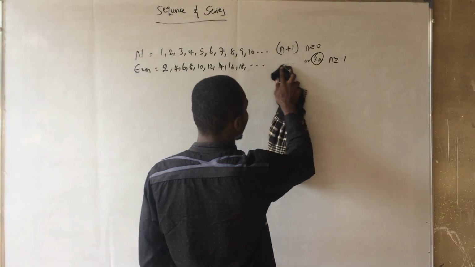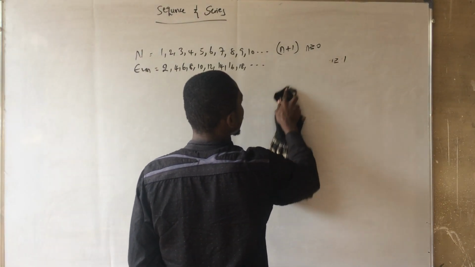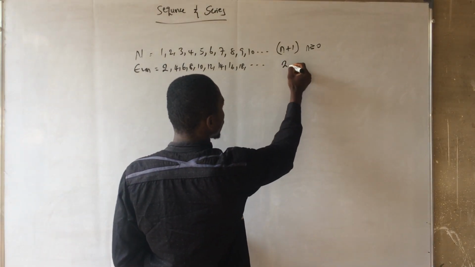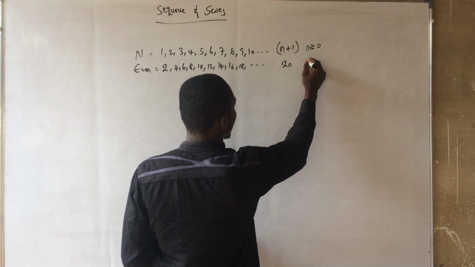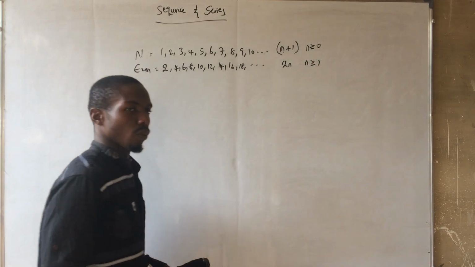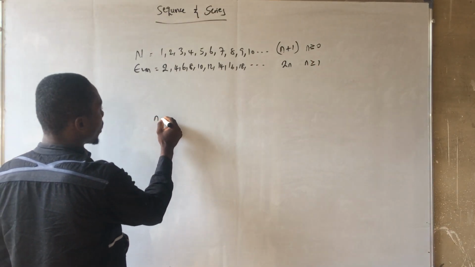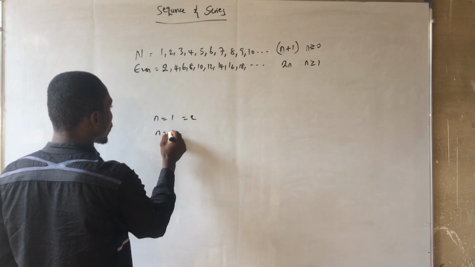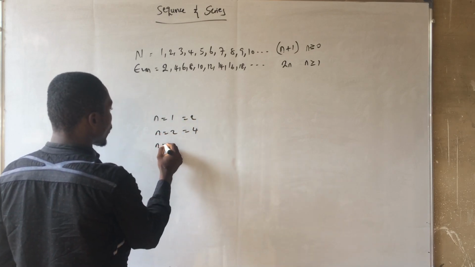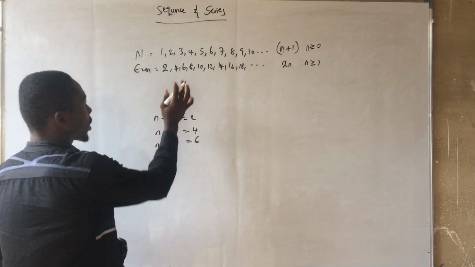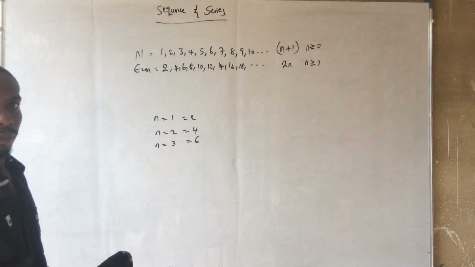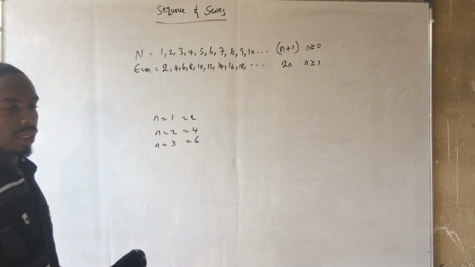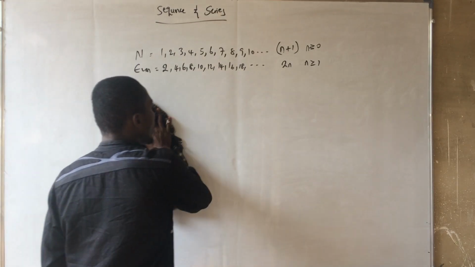We have that it is 2n, for n greater or equal to 1. Meaning if n equal to 1, we have 2. N equal to 2, we have 4. N equal to 3, we have 6. And that is it here. So that is the normal pattern of writing these even numbers.